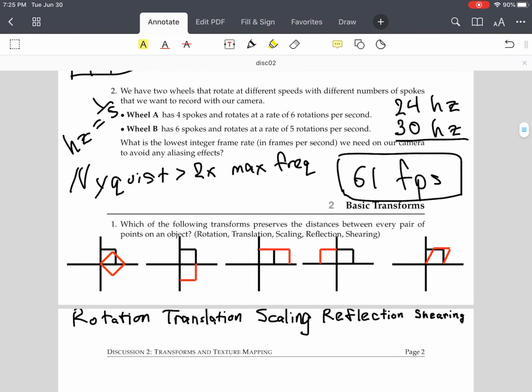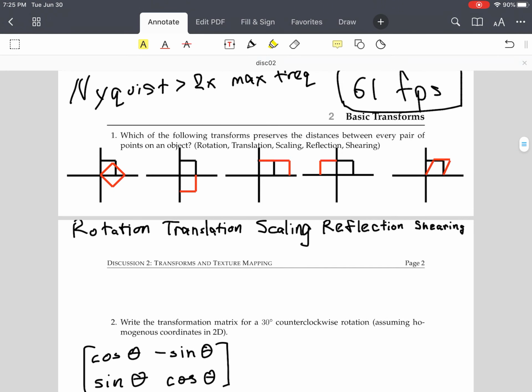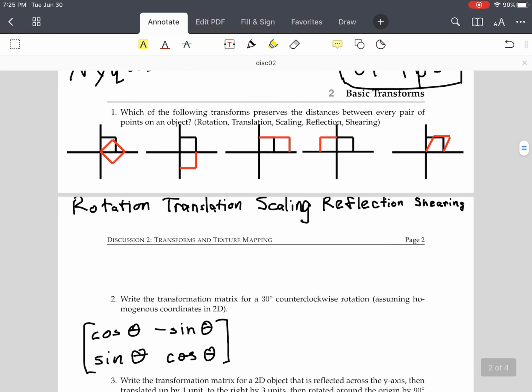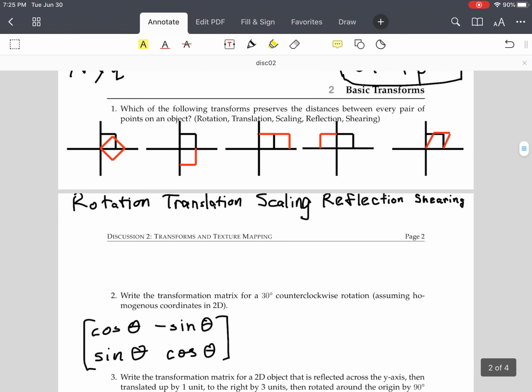Okay, let's keep going. So now we're going to talk about some basic transforms. Which of the following transforms preserves the distances between every pair of points on an object? And the options are rotation, translation, scaling, reflection, and shearing.